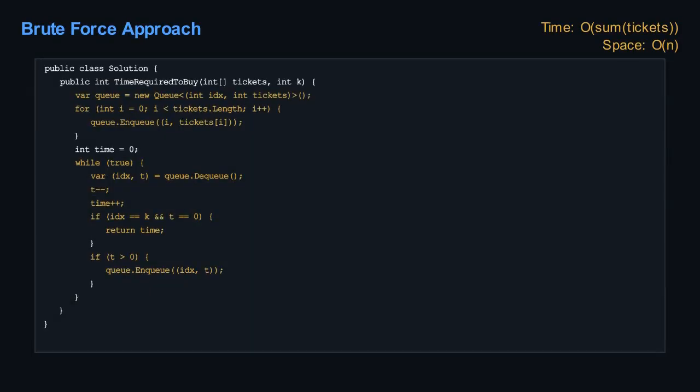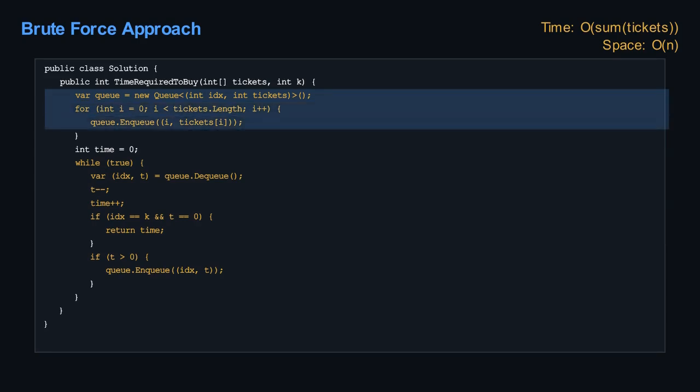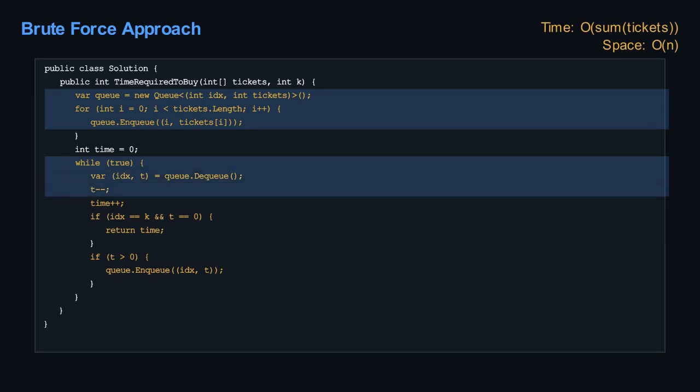A straightforward approach uses a queue to simulate the process. We'd initialize the queue with pairs of person index and tickets needed. In a loop, we dequeue a person, decrement their ticket count, increment our total time, and if they still need tickets, re-enqueue them. This continues until our target person's ticket count hits 0.